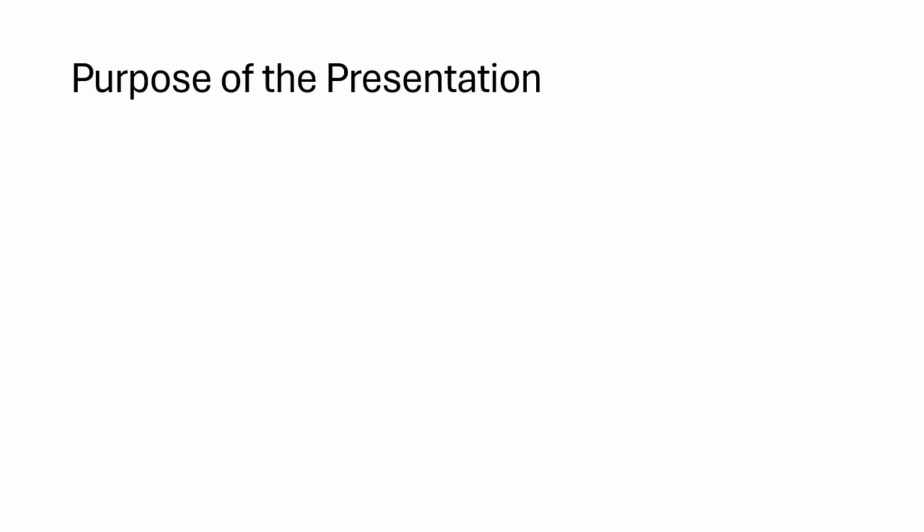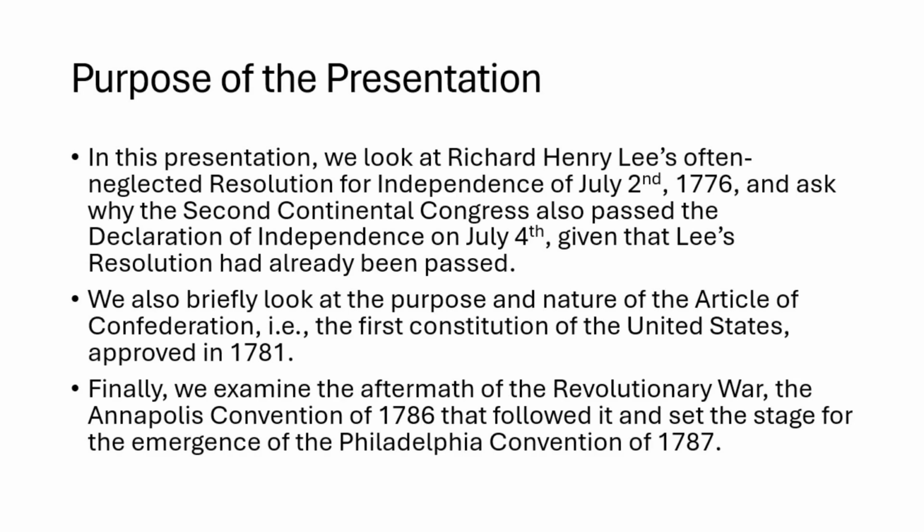We will discuss 4 topics related to the Revolutionary War: Richard Henry Lee's Resolution for Independence of July 2, 1776, the Declaration of Independence on July 4th, the Articles of Confederation, and the aftermath of the Revolutionary War. We will investigate why the Second Continental Congress passed the Declaration of Independence on July 4th, given that the resolution had been passed 2 days prior.